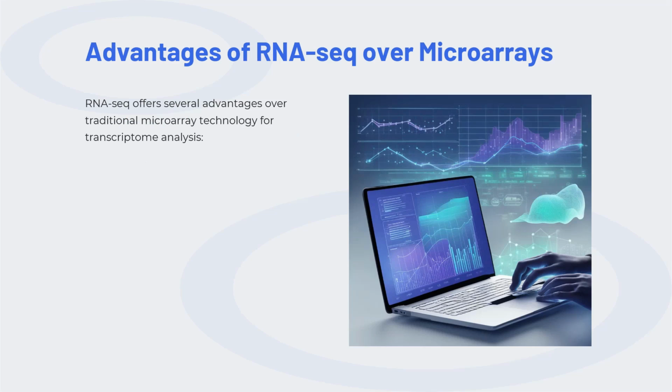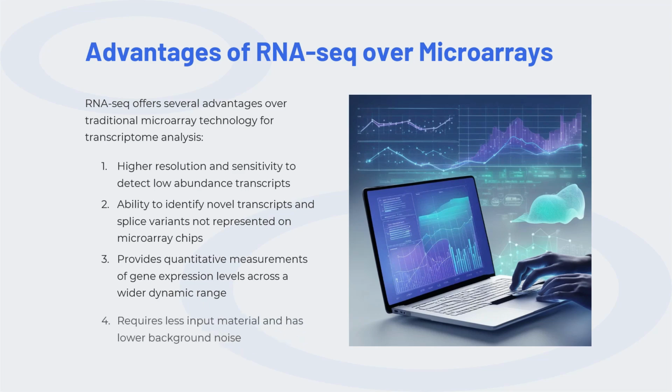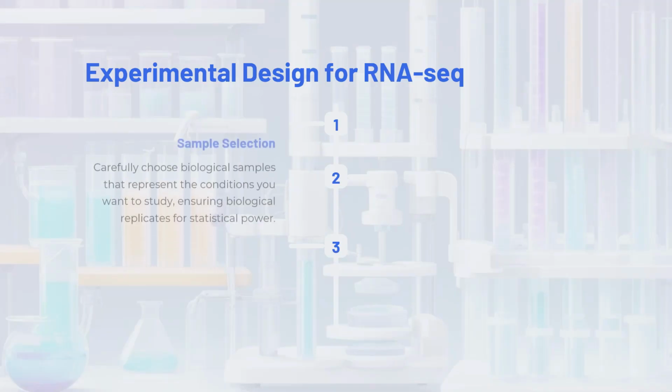RNA-seq offers several advantages over traditional microarray technology for the transcriptome. It offers high resolution and sensitivity to detect low abundance transcripts. It has the ability to identify novel transcripts and splice variants that are not represented on microarray chips. It also provides quantitative measurement of gene expression levels across a wider dynamic range, and it requires less input material and has low background noise.